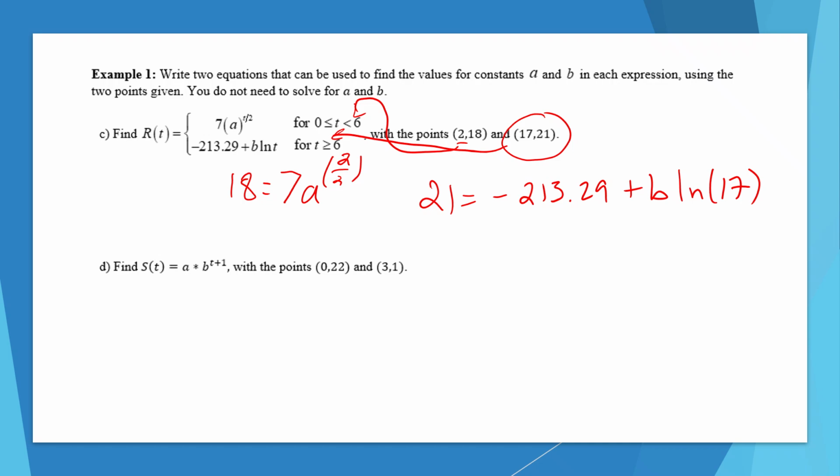All right, for d, here we have an exponential function. Notice the t plus 1 in the exponent there. Plugging in these points, we're going to get 22 equals, so 22 is like our y value. That will be equal to a times b to the power of 0 plus 1. And we can leave it like that in the exponent. And then the next one is 1 equals a times b to the power of 3 plus 1. And that should be our answer for 1D.